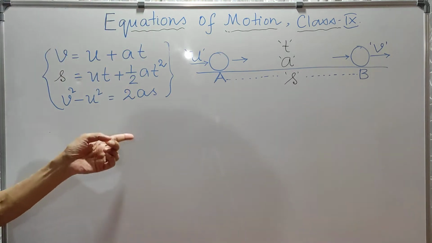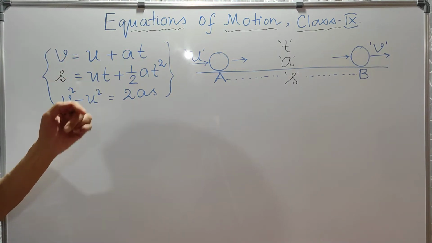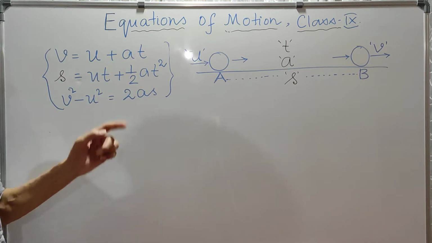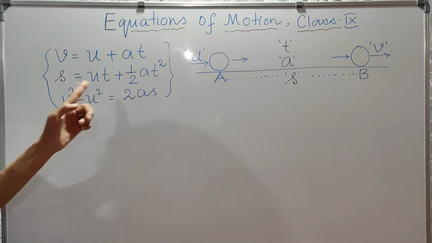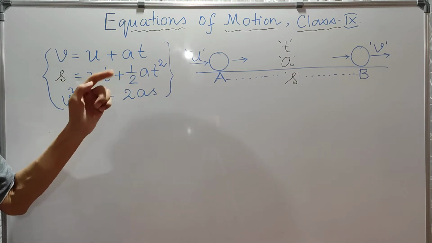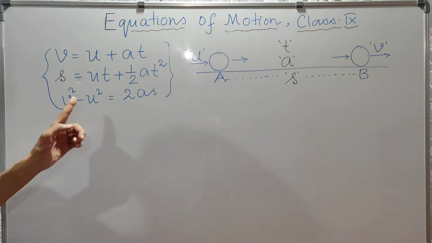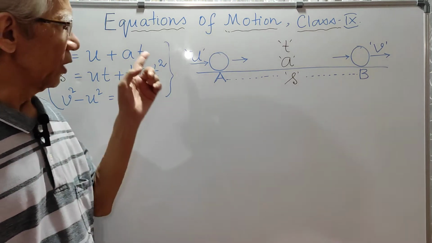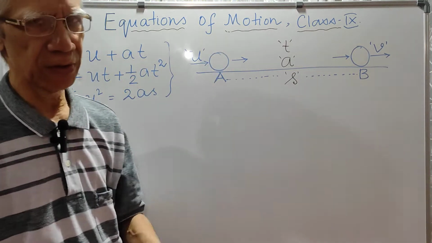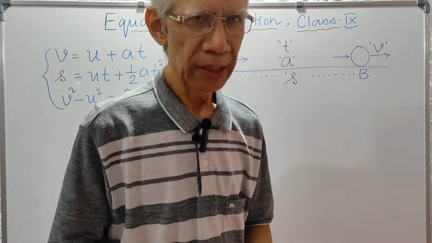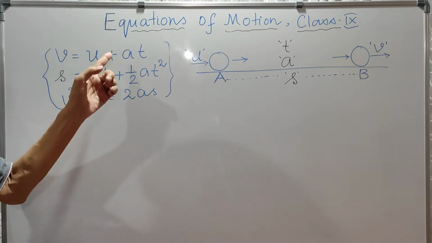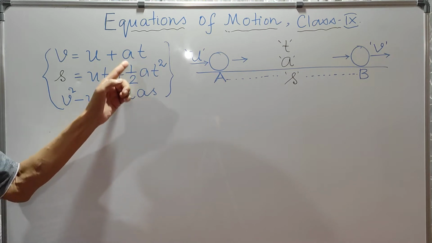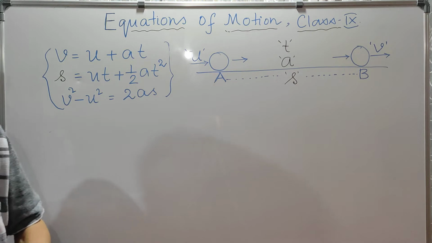Now if you note these equations of motion, each equation contains 4 variables. So the first one contains v, u, a, t. s is absent. The second one contains s, u, t, a. Here v is absent. And the third one contains u, v, a, s. So t is absent. So every equation contains 4 variables. So one is missing. And another thing, if you note, each equation contains a, acceleration. So this variable is present in all the 3 equations.